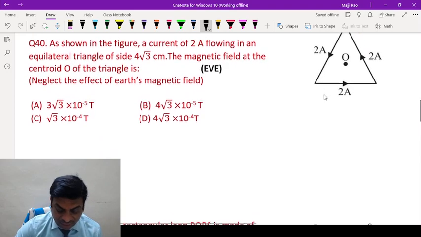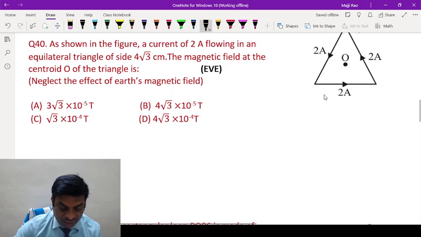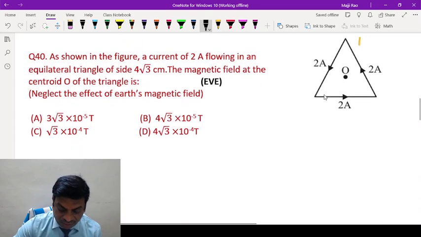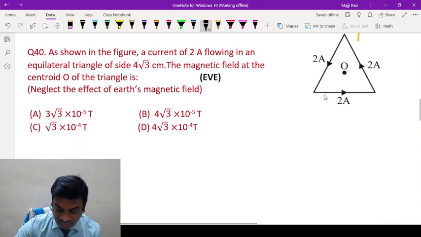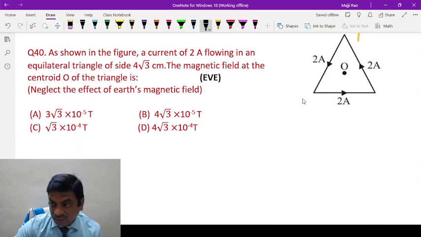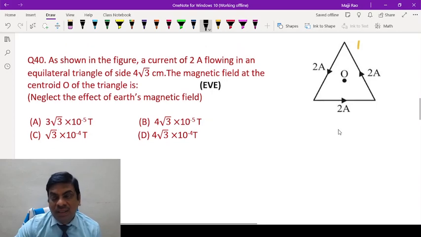As shown in the figure, a current of 2 ampere is flowing in an equilateral triangle of side this much. The magnetic field at the centroid of the triangle is. Now students, you have to find the magnetic field due to each side and multiply it by 3 by symmetry, because each of the three sides will be contributing equally to the magnetic field at point O.